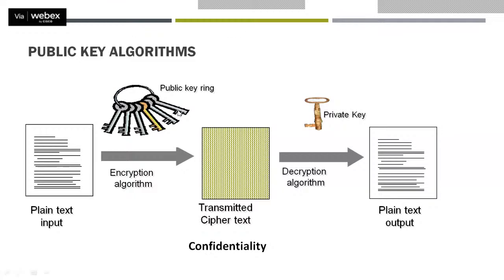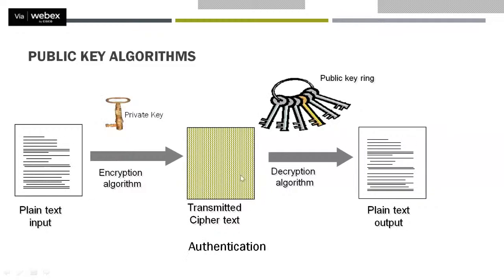Public key ring means I have a lot of email IDs with me. Out of all those email IDs, I select one and send the information by encrypting. Finally, the decryption is done by the private key of that respective public key. The security service we are achieving here is confidentiality.